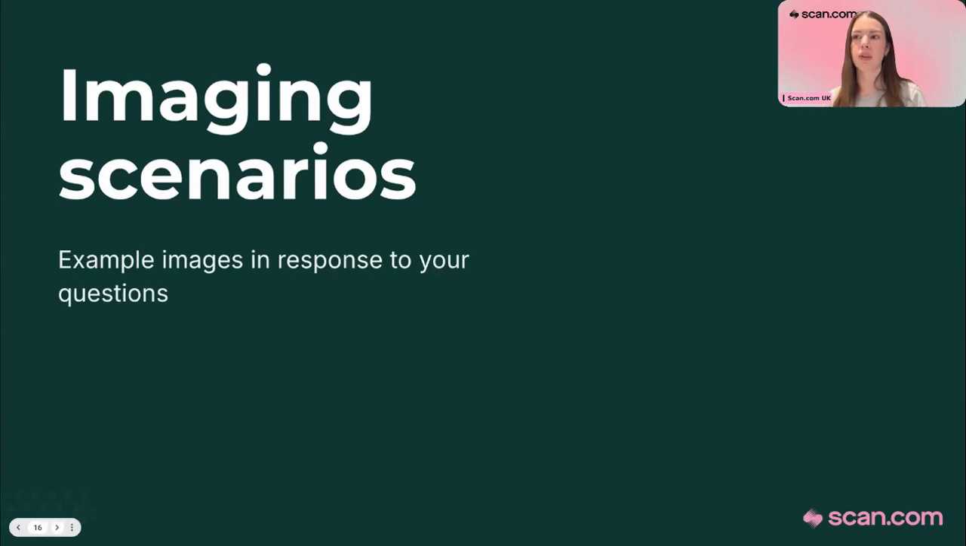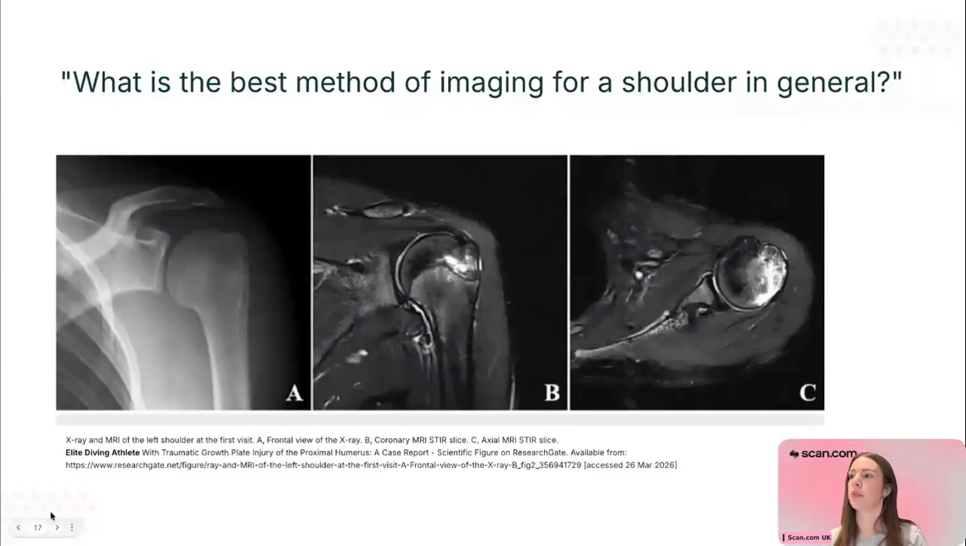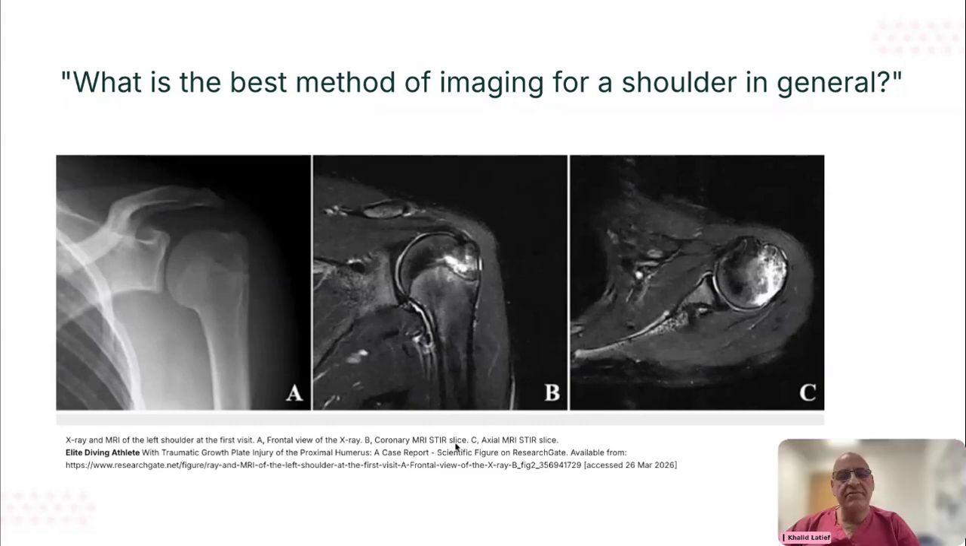We had a few different questions about specific stress fractures, which was actually one of them, and we've covered that a couple of times. But we'll start off with the best method of imaging for a shoulder in general. This is an illustrative image that we've got: an X-ray and an MRI with STIR. Could you give us your lowdown on that?